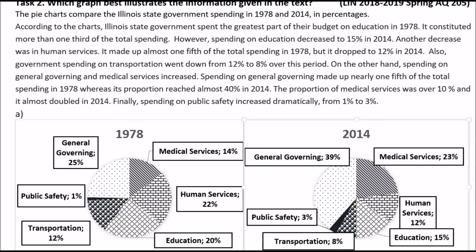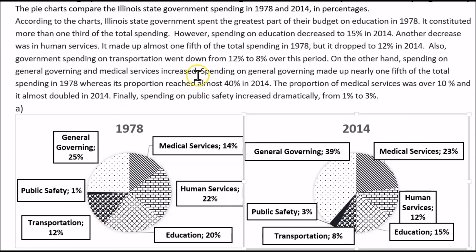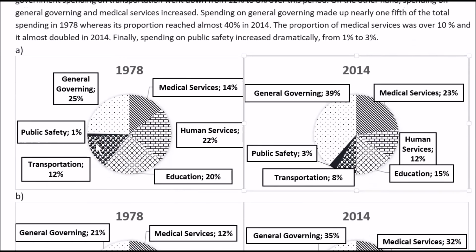In choice A, I'm looking for education. Education is here. This is the checkered part for education, and it's on 20%. And the biggest percentage, however, is this 25% for general governing. So education was not the greatest part of the budget for this year in Illinois. I can easily eliminate this choice from the answers.